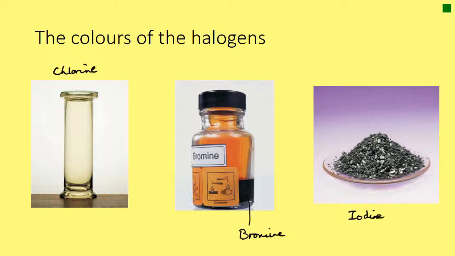And the last halogen that we need to consider at A level, because we don't consider astatine, is iodine. And iodine is a solid at room temperature, and we've got these crystals of iodine. And they look rather metallic, they're quite shiny, quite grey. So we've got grey iodine, we've got orange bromine, and we've got green chlorine.